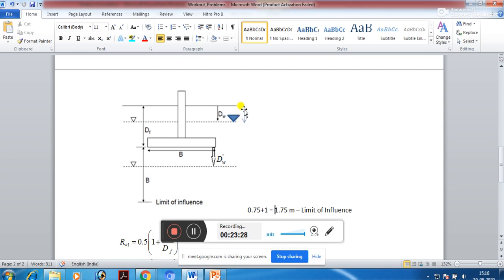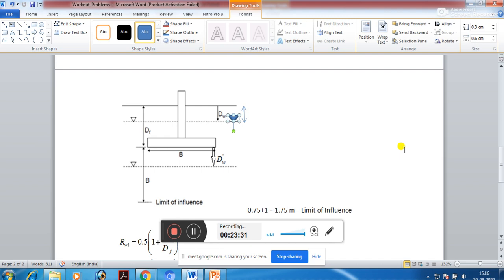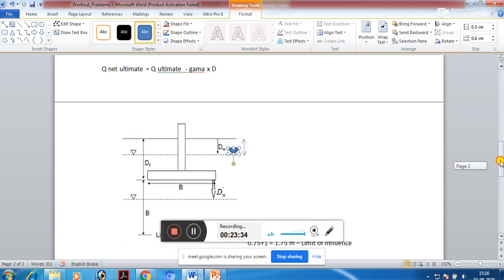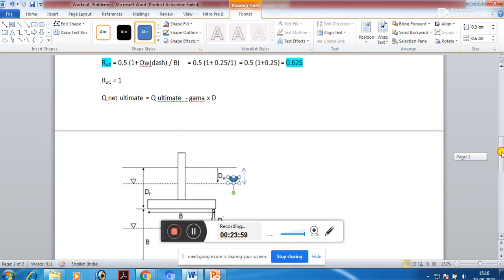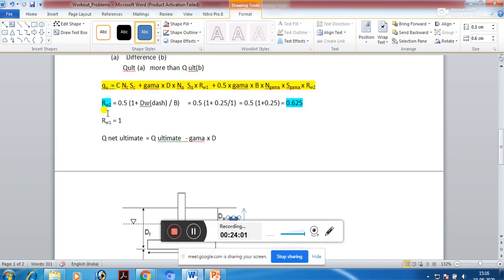If the water table has reached this depth, then the impact of the water table on RW1 will come, because the water table has reached a depth which will be impacting the soil above the base of the footing. That means up to the base of the footing, the unit weight of soil will be impacted because of the presence of this water table. To take this into account, first I will discuss RW1, then we will go to RW2. So what is the value of RW1?